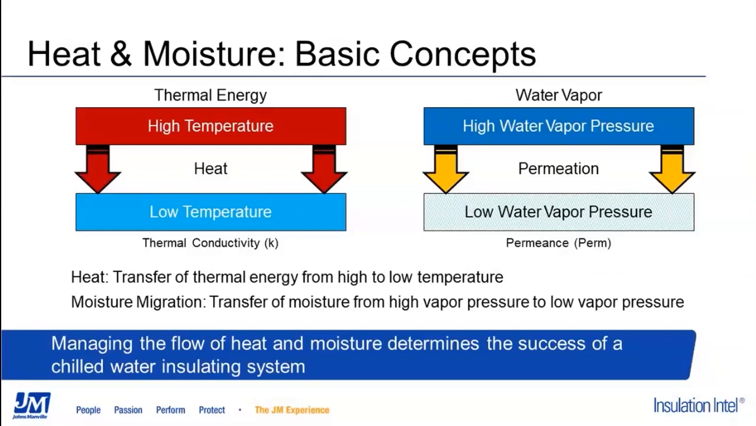The way that we measure that is thermal conductivity, or the K value. The lower the K value, the better the insulation. We're going to be talking about K value in more detail later in the presentation. Water vapor is very similar conceptually. It wants to move from an area of high pressure to low pressure. And the ability of water vapor to move through a material is measured in perms. For a chilled water system, properly managing heat transfer and moisture migration is critical to its success.